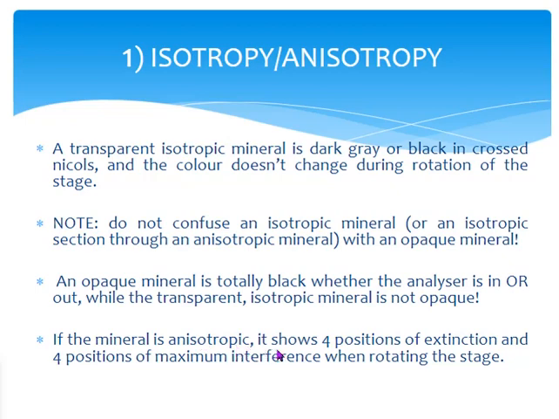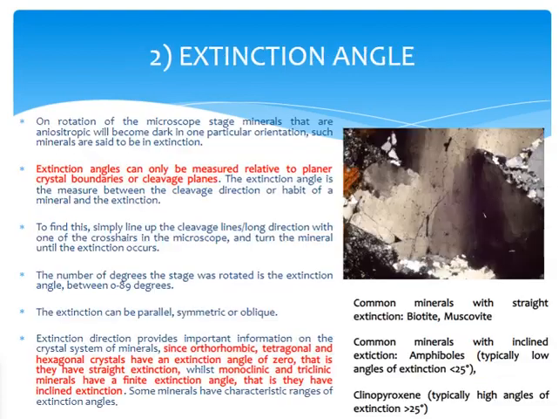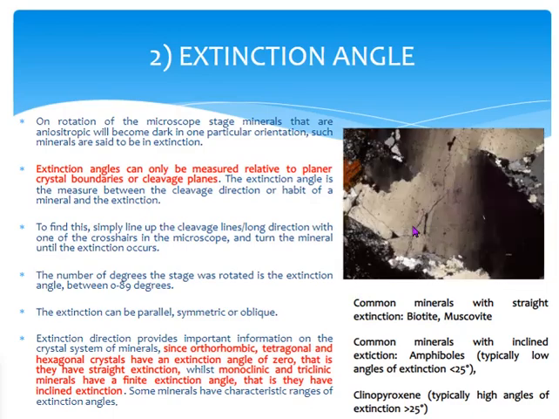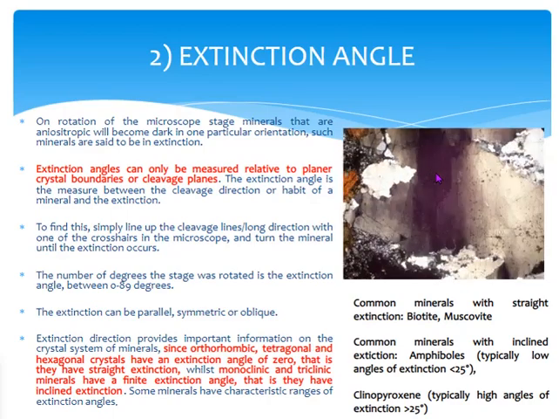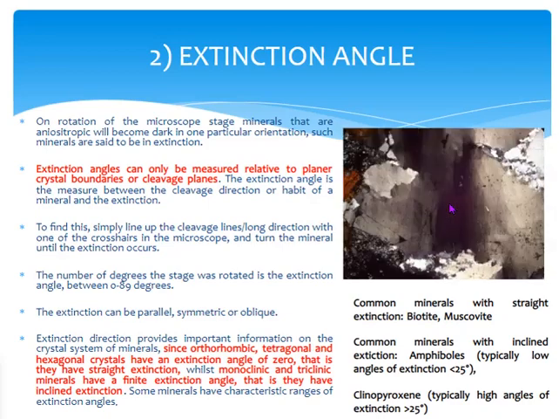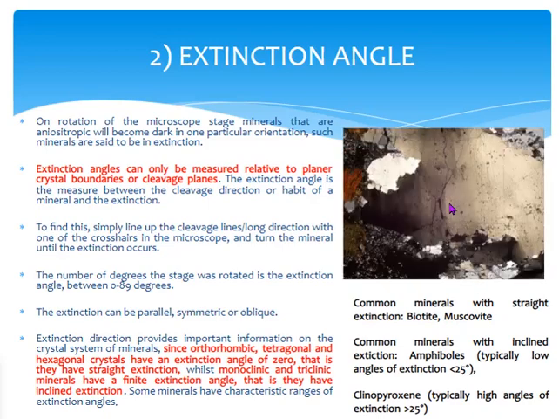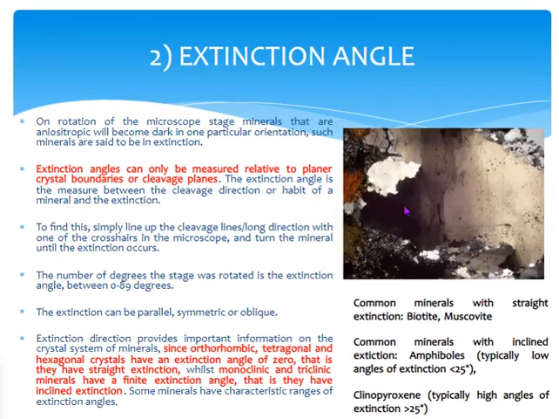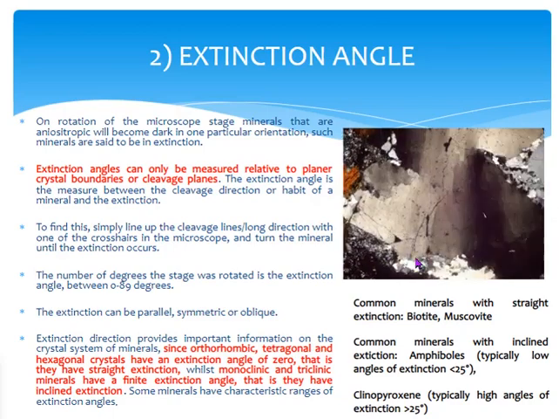If the mineral is anisotropic, it shows 4 positions of extinction and 4 positions of maximum interference when rotating the stage. Four positions of extinction means when the mineral is rotated, if we rotate 0 to 90 degrees, one stage of color is seen, then 90 to 180 degrees, then 180 to 270 degrees, 270 to 360. Four stages of rotation are seen. This is also called extinction.